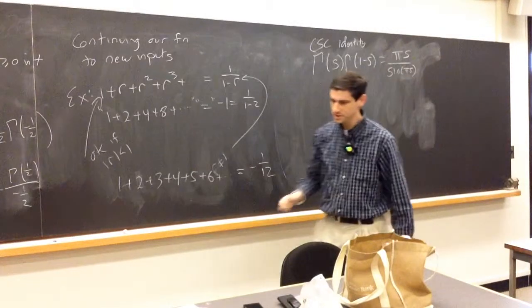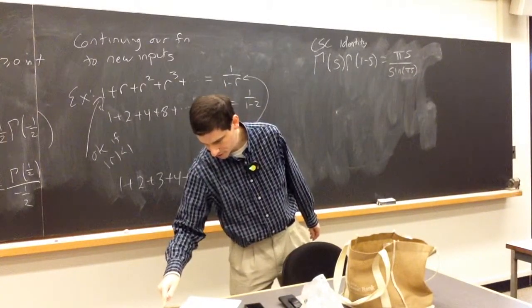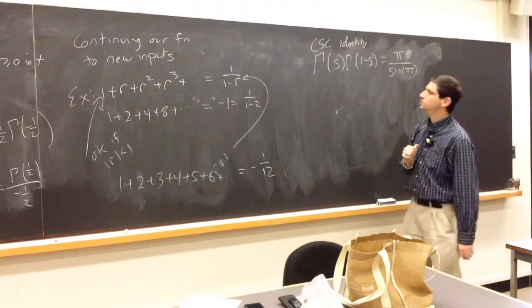I want to just make sure that there is an s up top. I don't think there's an s up top. I want to double check. Yeah, there's no s up top. Good. So this is a beautiful identity.